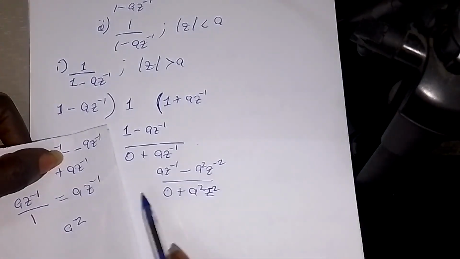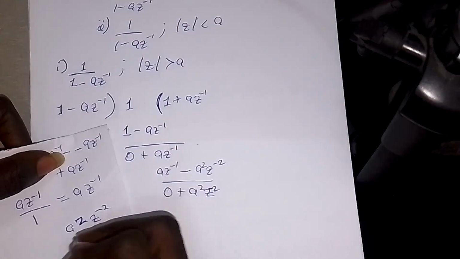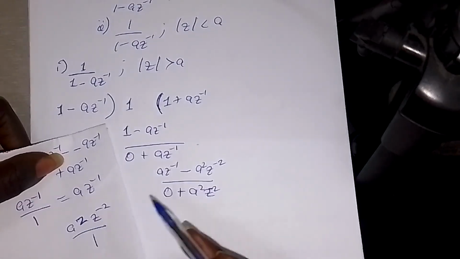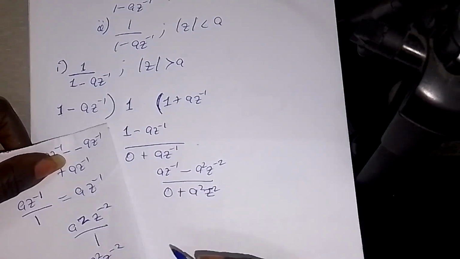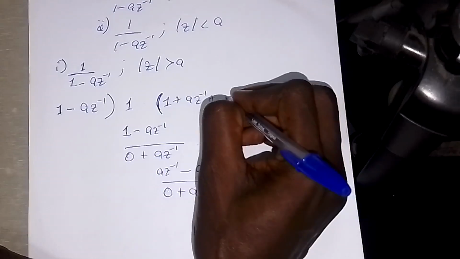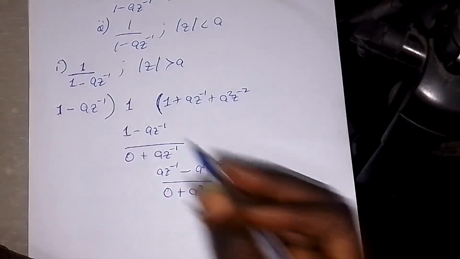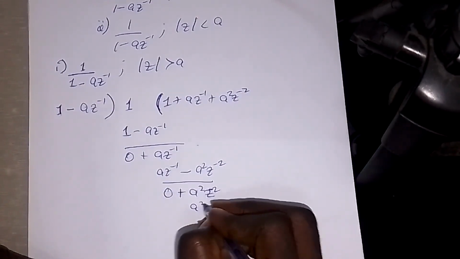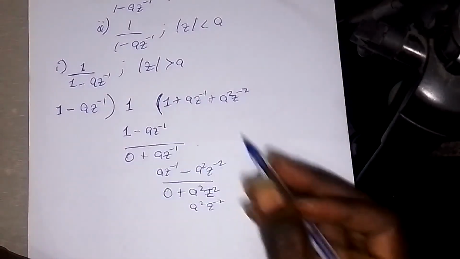Alright, so now here, it will be a squared z to the minus 2 over 1. I'll get this guy again. What will I get? I'll get a squared z to the minus 2. So here I'll get plus a squared z to the minus 2. Okay, this times this one, I'll get a squared z inverse squared.